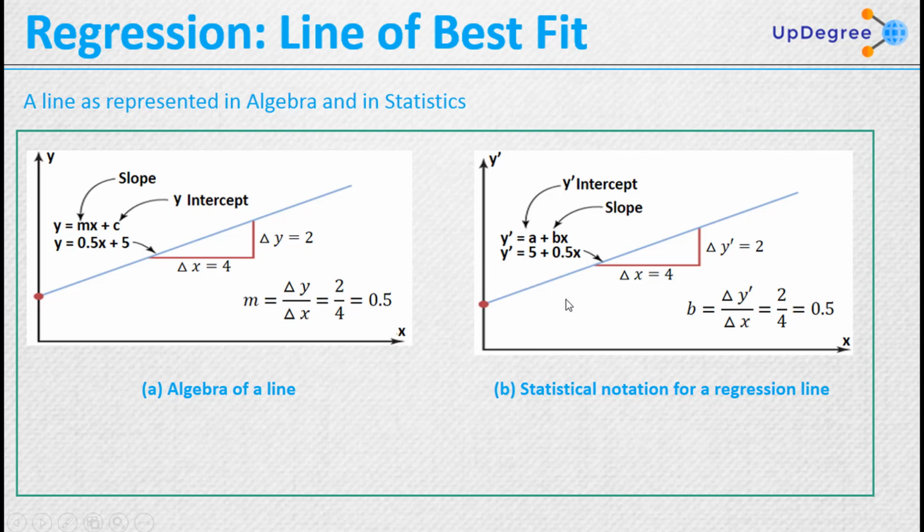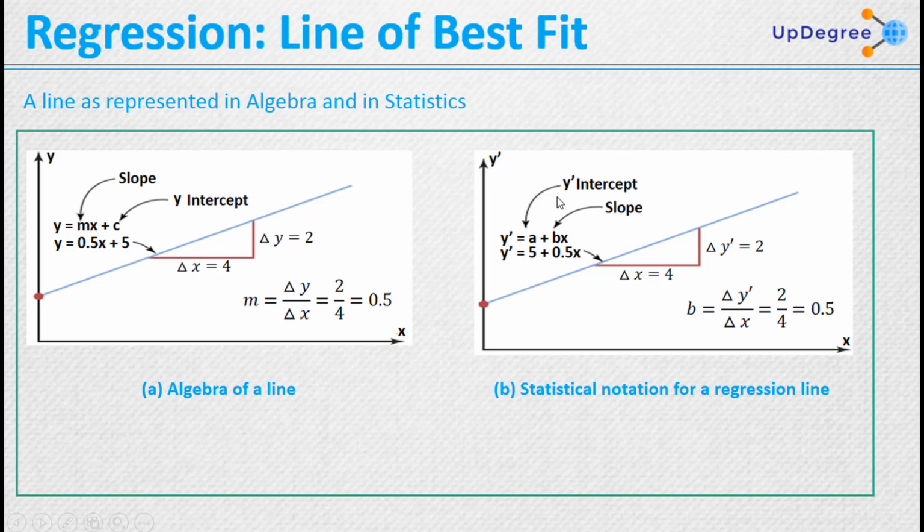In the statistical notation for a regression line, we have y dash equals a plus bx. What is y dash? That is the predicted y, not the actual y. Otherwise, we can also represent it as y cap or y hat. So y dash equals a plus bx.